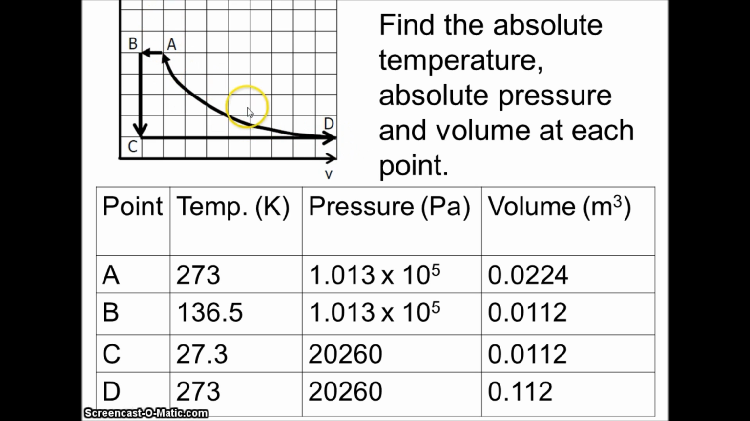So that process, AD, must be an isothermal process. Remember, for isothermal processes, the change in internal energy is 0. And for isochoric processes, that's B to C, there's no work because there's no area underneath that line, so the work is 0.